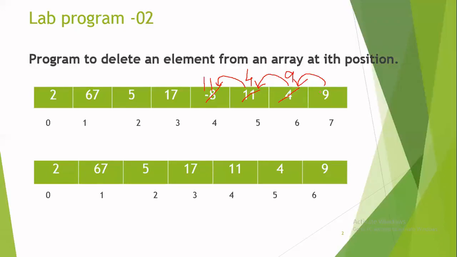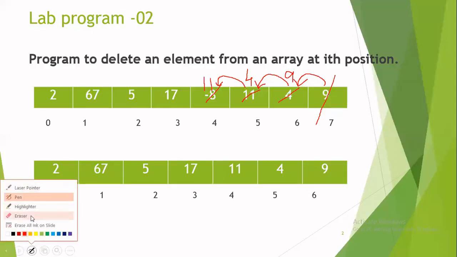Okay. So after shifting the elements to the left side, at the end, you are going to decrement the number of elements that are present in that array by 1. Because you have removed one element, no? So you are going to reduce the size of an array by 1. Here, there are totally 8 elements earlier. So after deletion operation, the total number of elements in this array is now 7. So the 7th element will be having an index value 6. So this is what a deletion operation.